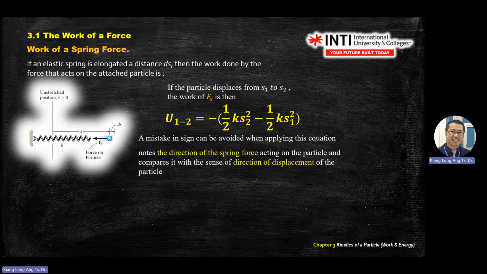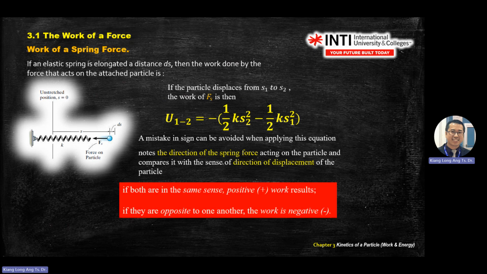Okay, a mistake in sign can be avoided when I apply this equation. So note the direction of the spring force acting on the particle and compare it with the sense of direction of displacement of the particle. If both are in the same sense, then positive results, meaning the two vectors are the same, then it is positive work. If they are opposite, then negative.